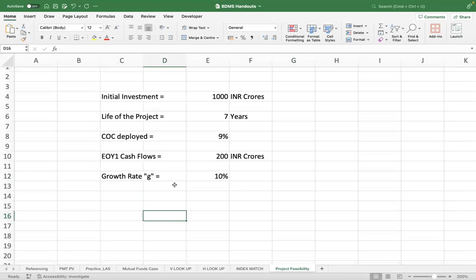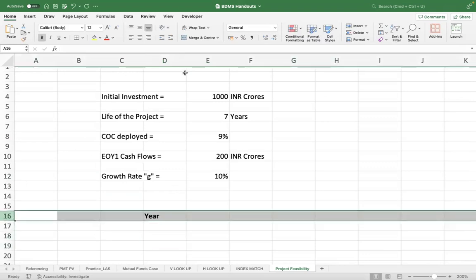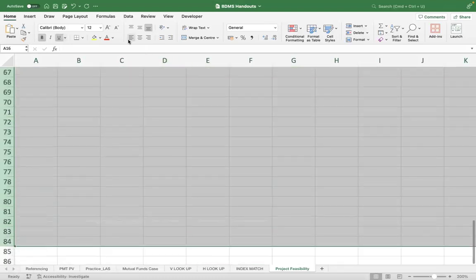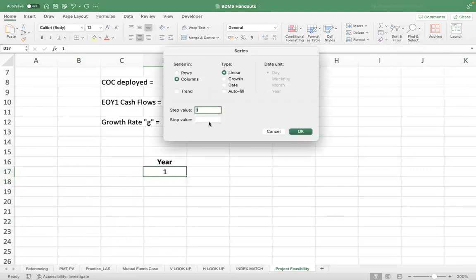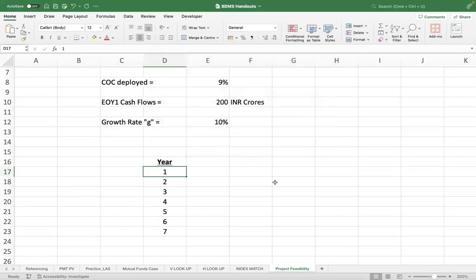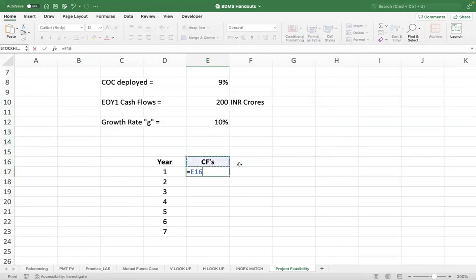So the first thing we will do is plot the cash flows. First, plot the years. Since this is a cash flow which has a useful life of 7 years, this is a 7-year project. First, we plot the cash flows. Now, our base cash flow is given to us. Our cash flow at the end of year one is given to us, isn't it?